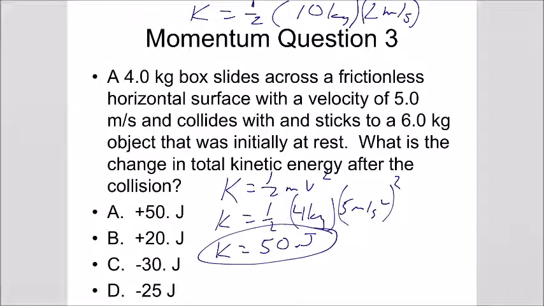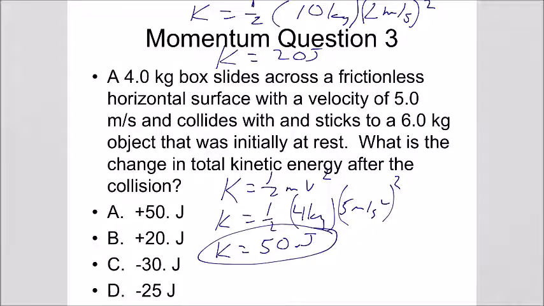So we calculate that out. So 2 squared is 4. 4 times 10, 40 times a half is 20. So our kinetic energy after the collision is 20 joules.